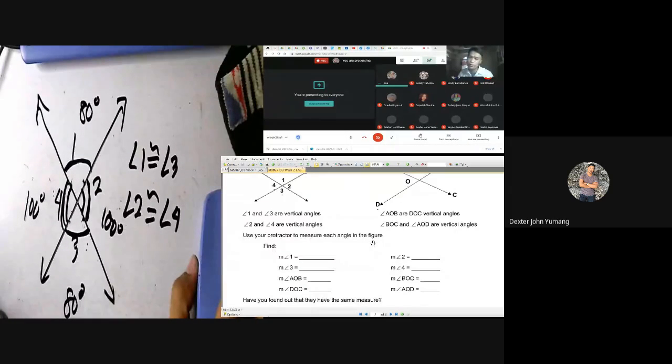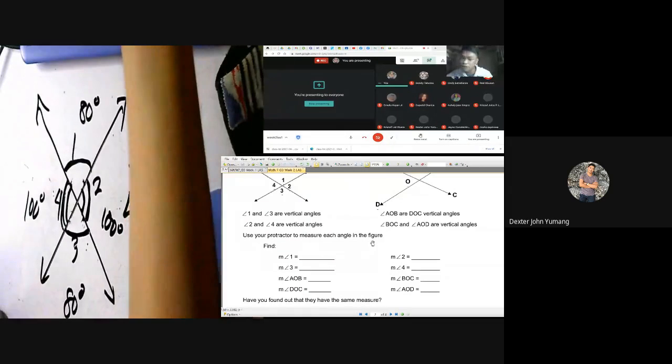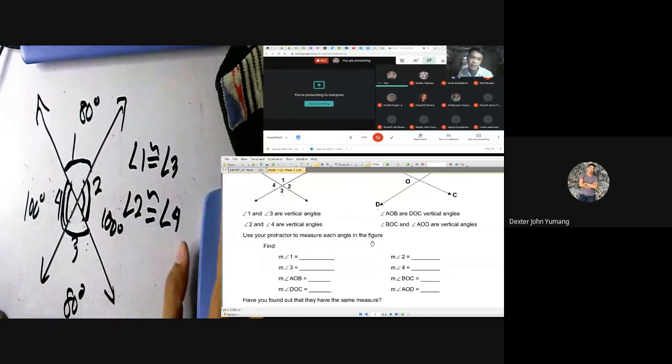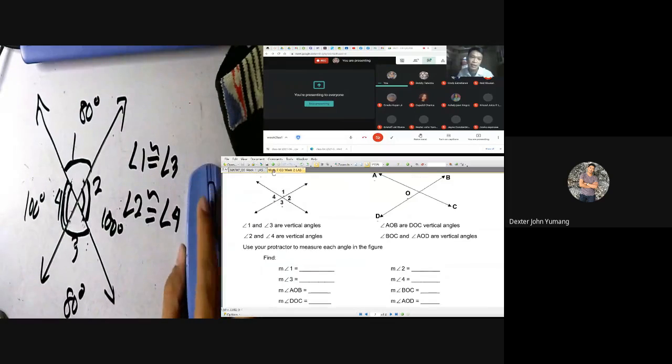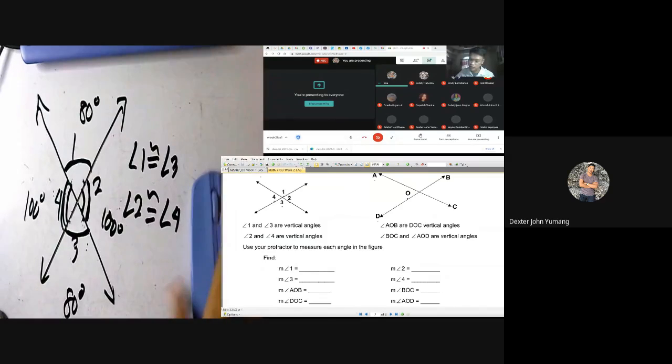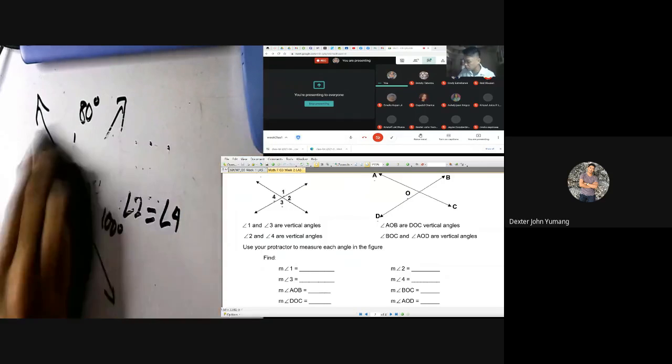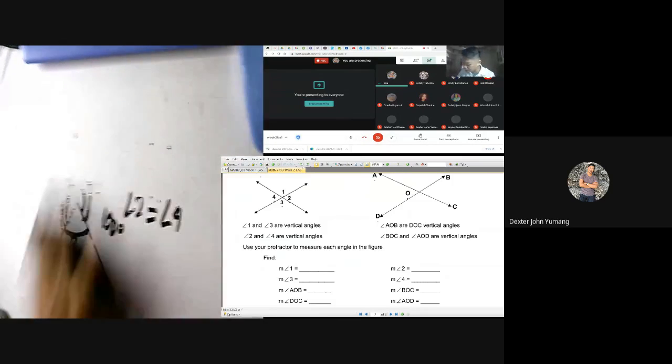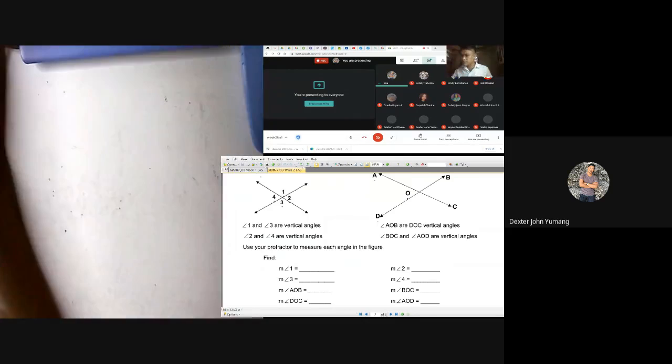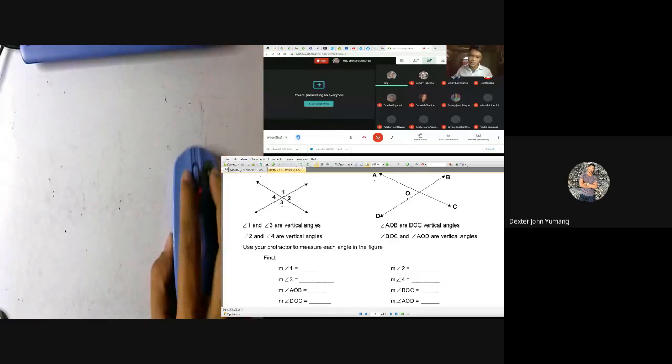Now, using a protractor, I would like you to measure the angles given in the figure. Measure angle 1 using the protractor. I left my protractor in the classroom, and we are not allowed to go there, so I could not get it. I'll be teaching you how to use the protractor by sending a link. I'll just search it. What is a protractor?